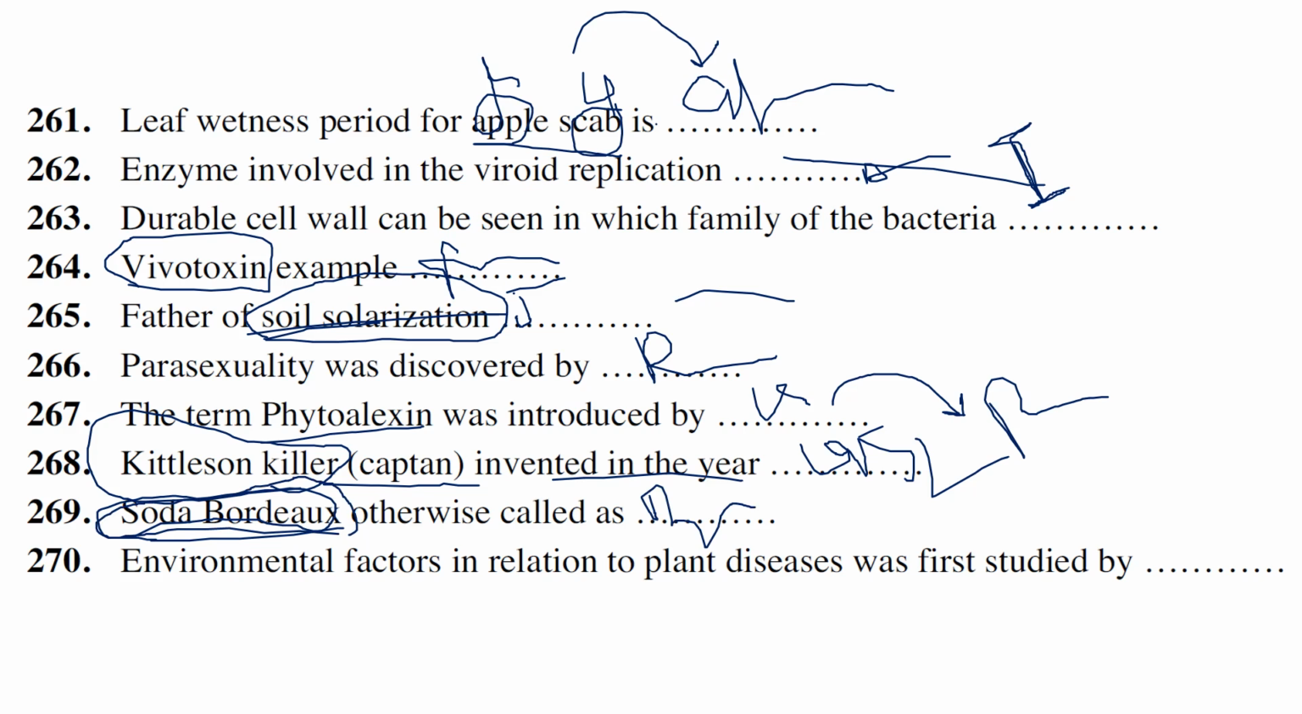The next one is: environmental factors in relation to plant disease was first given by. So the importance of environmental factors in disease development, spread, all those things was first given by J.E. van der Plank. He is considered the father of plant disease epidemiology.